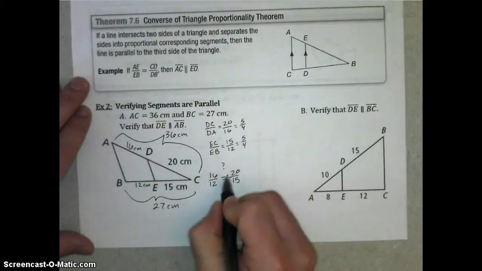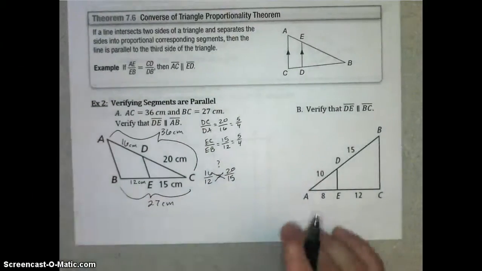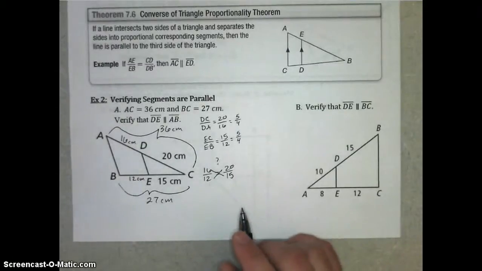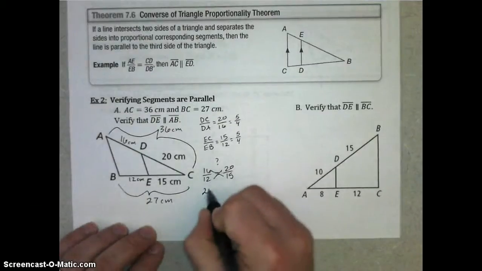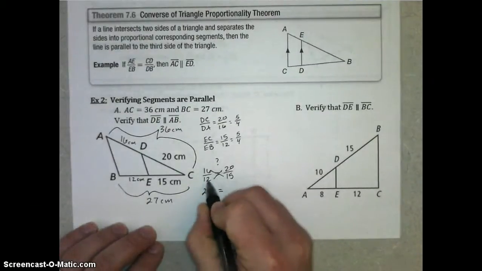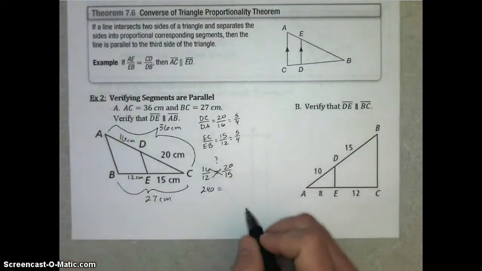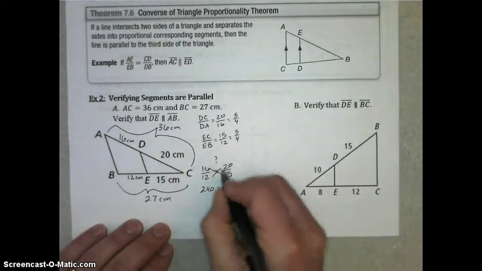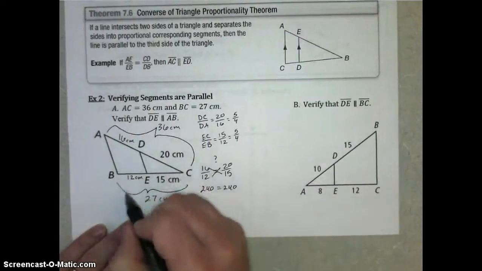Okay, we can simply take our cross products to check and see if those are true. Let's try 16 times 12. I'm sorry, 16 times 15. 16 times 15 is 240. Let's see if 12 times 20 is also 240. And it is. Since cross products are equal, these are proportional.